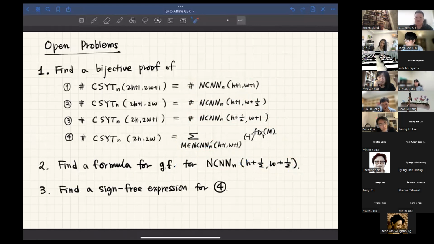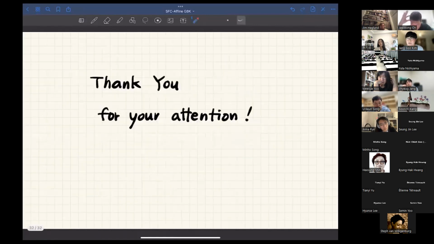So it will be interesting to find a sign-free expression for this identity. By the way, if you replace this by this, that's not going to be true. So it's not really exactly the same form, so we have to define something else. And I guess that's all I wanted to say. Thank you for your attention.